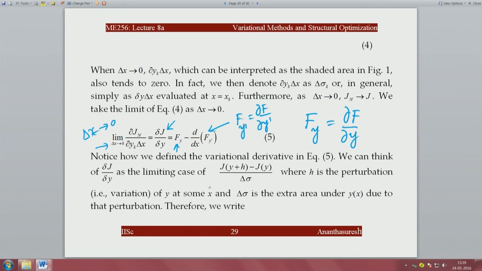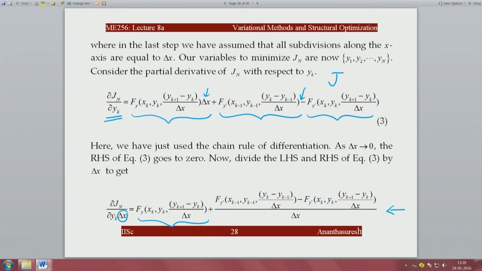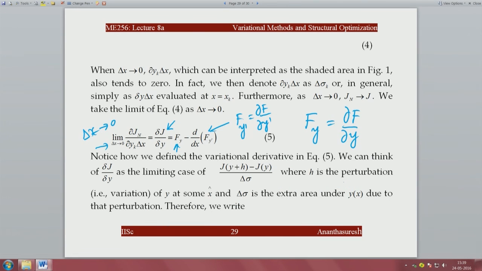How did you get this equation 5? It actually is nothing but what we have over here. If you see this one, this is f_y, meaning ∂f/∂y, and this one is f_y prime, at x_(k-1) and x_k, divided by delta x. Basically this becomes d/dx of f_y prime. In other words, this is d/dx of ∂f/∂y prime. So, that is what we have here. So, the variational derivative is f_y, that is ∂f/∂y, minus d/dx of f_y prime.